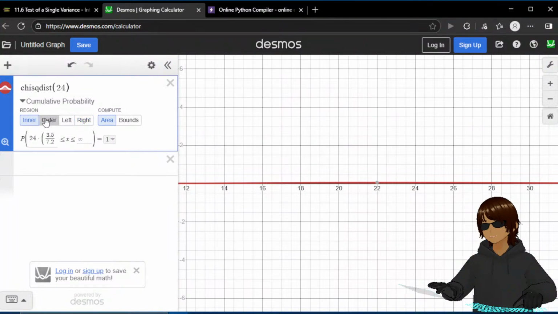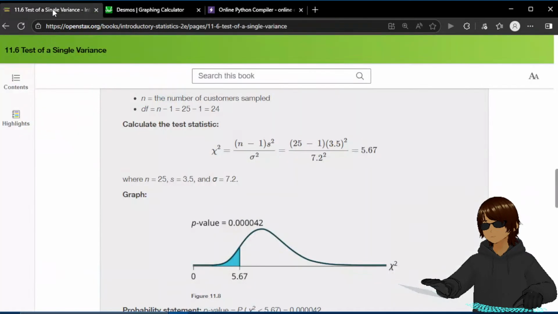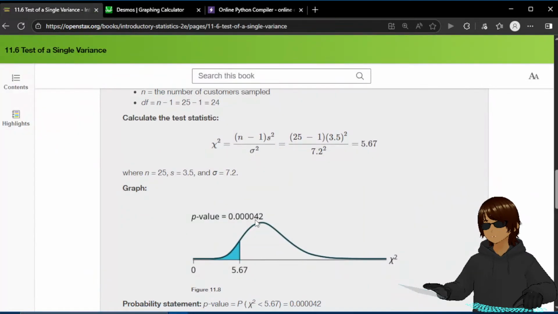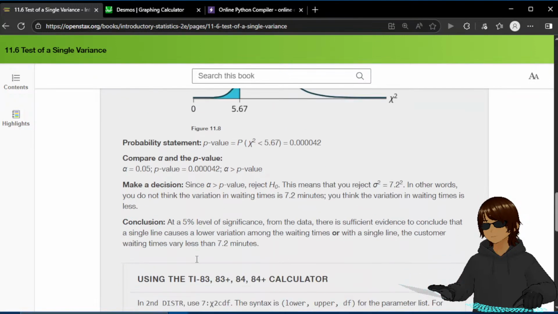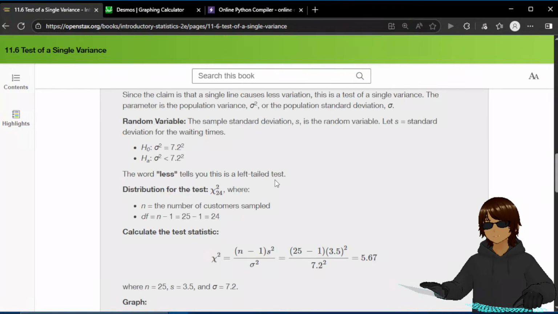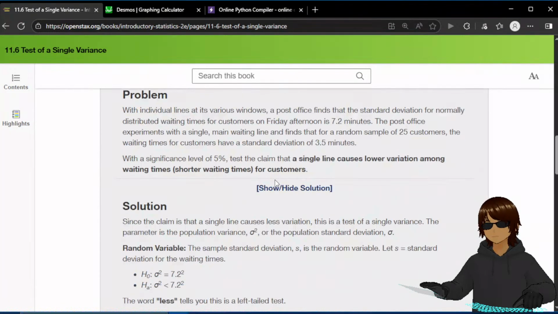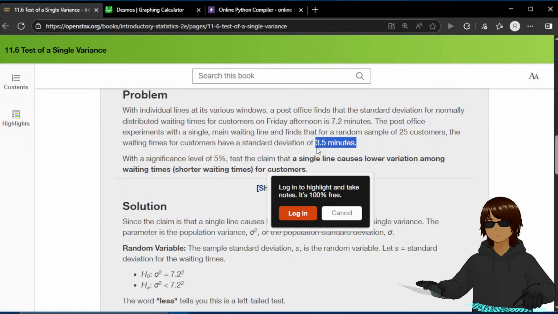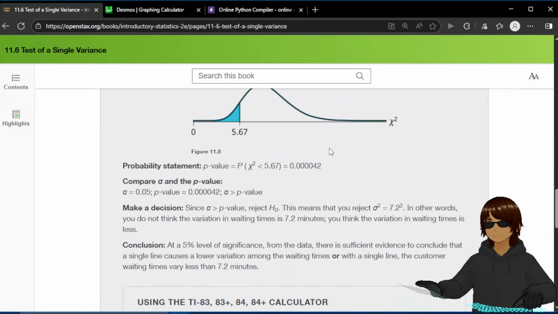How do we know which tail we have to calculate? 4.2. So we reject the null hypothesis. 7.2 and then 3.5. So that's why it's on the left. Yeah, okay, fine.